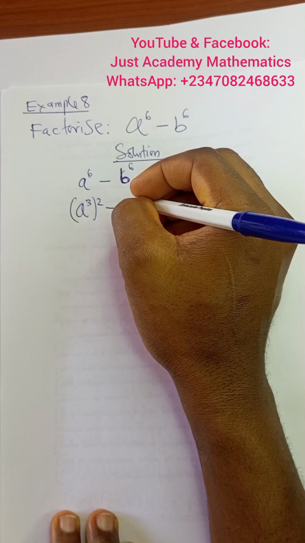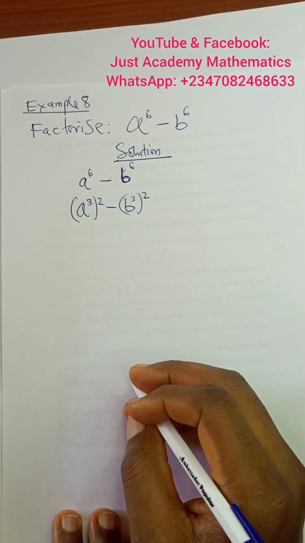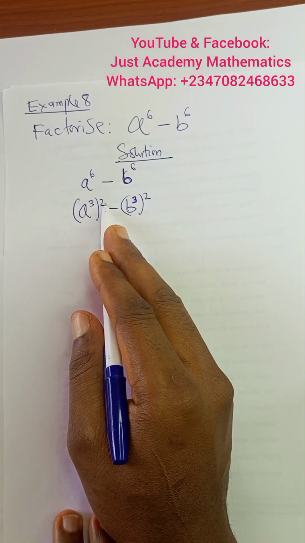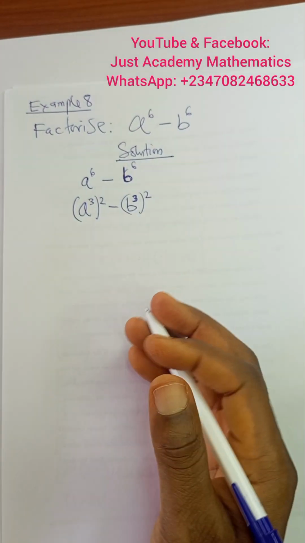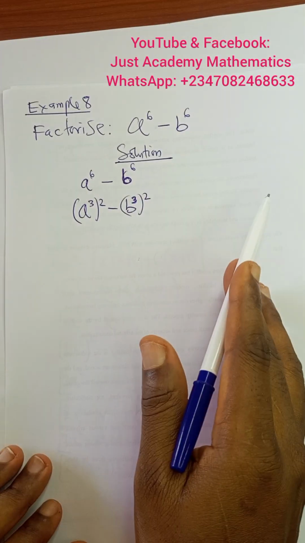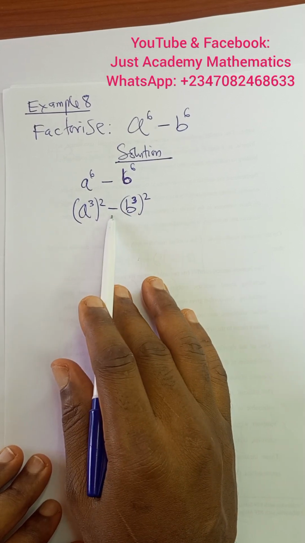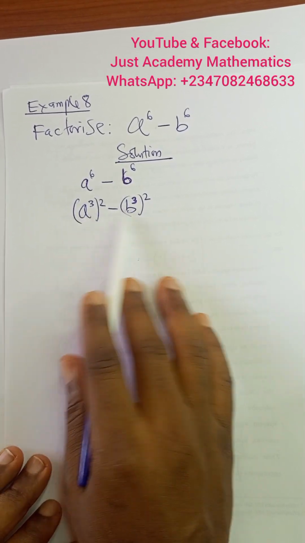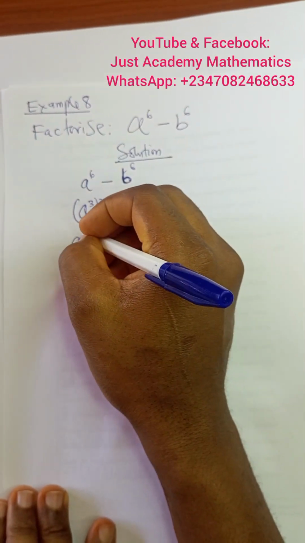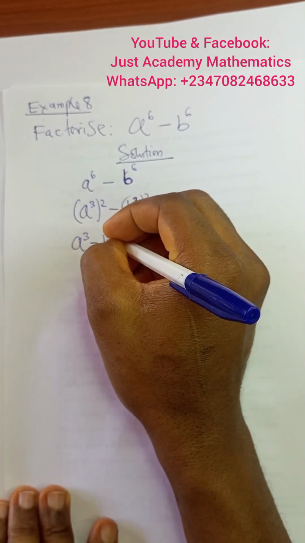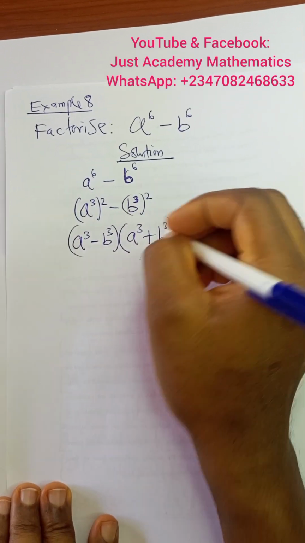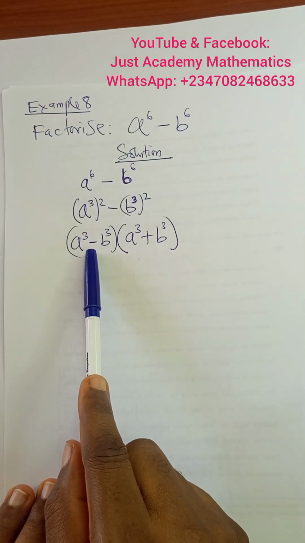This is what I mean: a cubed squared minus b cubed squared. Another person can decide to use 2 here, 3 here. It's still the same thing, but it's a different application. This one is difference of two squares, but the other one, you have to apply the identity for the power of 3. So for this, we can apply difference of two squares here, and we're going to get a cubed minus b cubed times a cubed plus b cubed. So we are now to apply this identity.